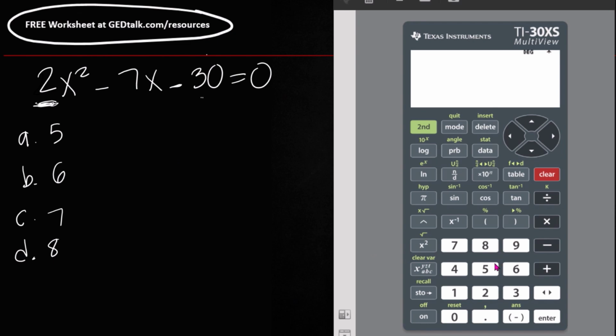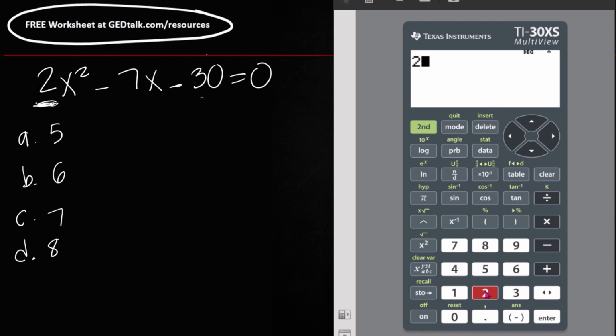What I would do is I would type 5, store as x, enter, and I get 5. So that lets me know that 5 is stored for x. So then I would do 2x raised to the power of 2 minus 7x minus 30. When I hit enter, I get -15. So those are two different ways that you could definitely take care of this problem. It's just making sure that you substitute the number or your answer choice for that letter.